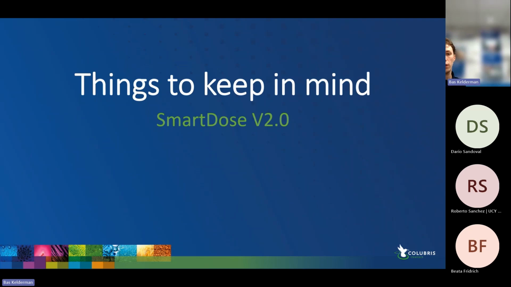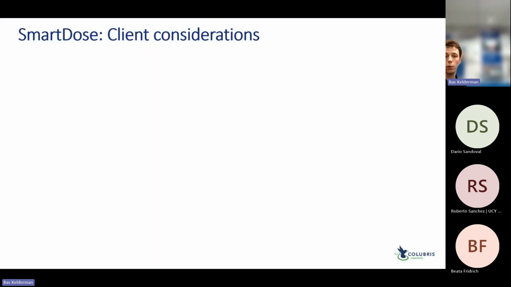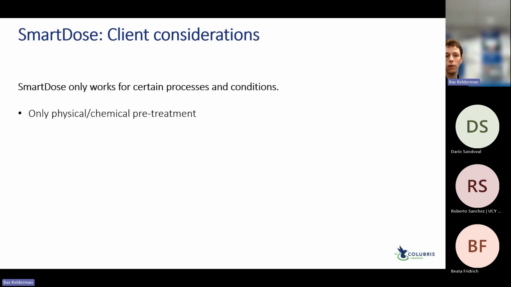There's also a couple more things you need to keep in mind, and those are mostly the fact that the SmartDose is not applicable to any and every situation. It has its limits, of course. So it only works for certain processes. A main requirement is that it is a physical chemical pre-treatment facility in the first place. It works really nicely for automating coagulant dosage, so it's not useful for other kinds of chemicals.